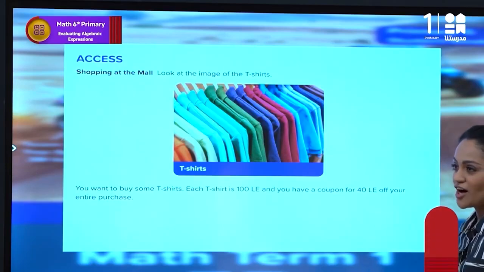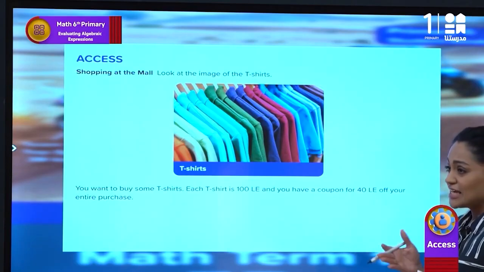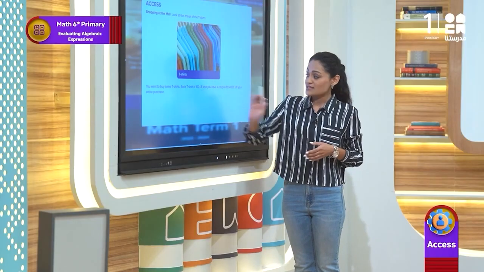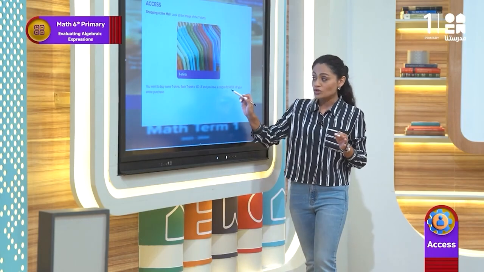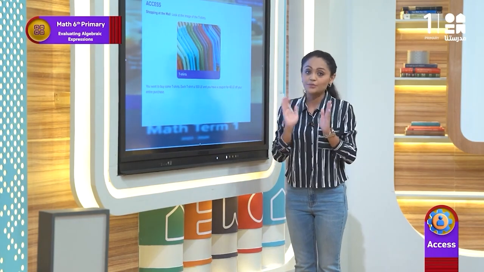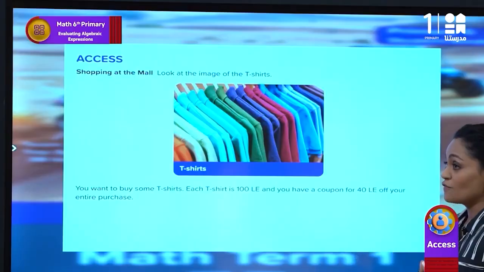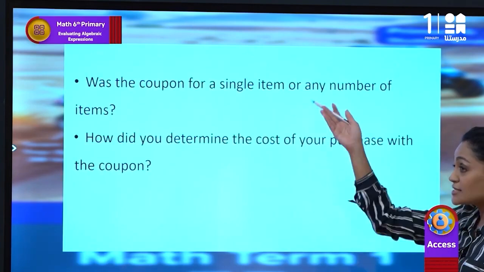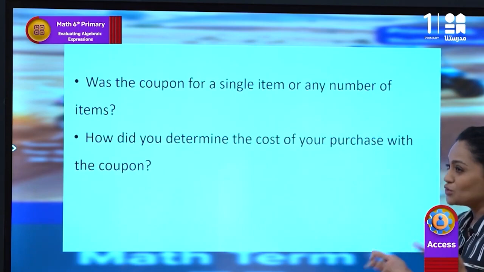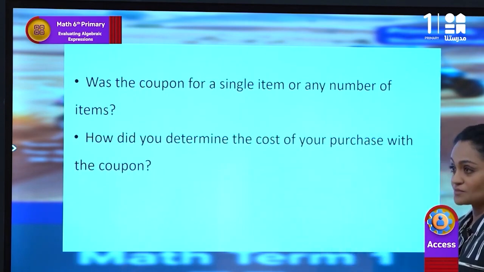Look at the image of the t-shirts. Imagine you want to buy some t-shirts. Each t-shirt costs 100 LE. And you have a coupon for 40 LE off for the entire purchase. Let's think together. Was the coupon for single item or any number of items? How did you determine the cost of your purchase with the coupon?